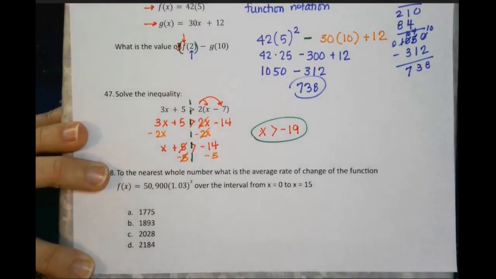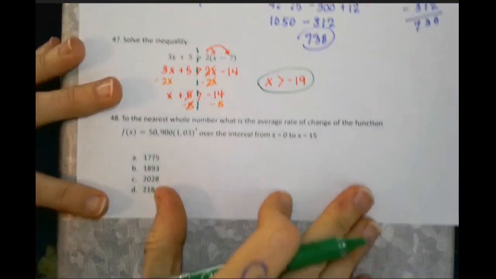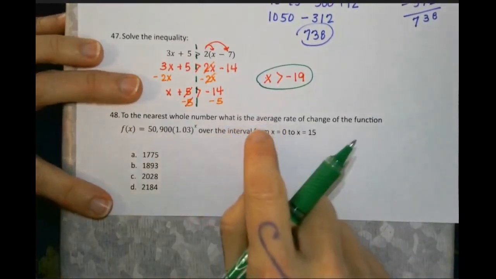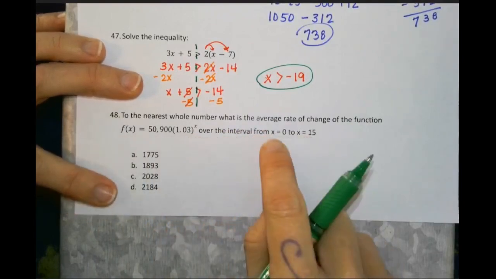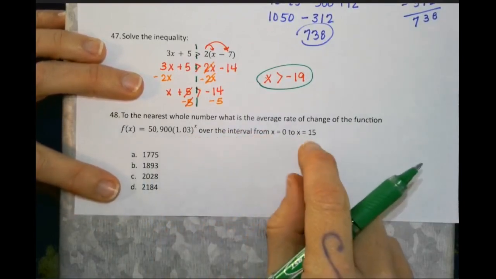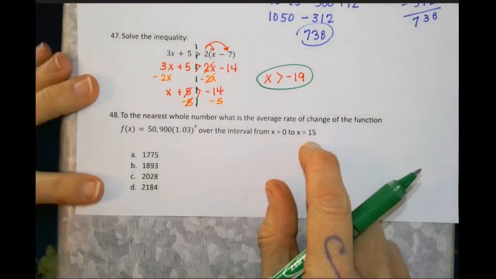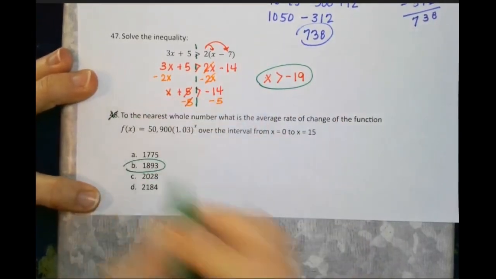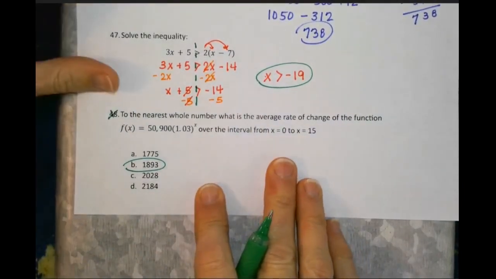I just looked at the time, and we still have time. So we're going to do one more at least. To the nearest whole number, what is the average rate of change for the function f of x over the interval 0 and 15? We definitely already did this one, and the answer is B. So we're going to cross this one out for now, and the answer is B if I recall correctly. If you find out that's not the case, send me a message, and I will show you how to do that one.